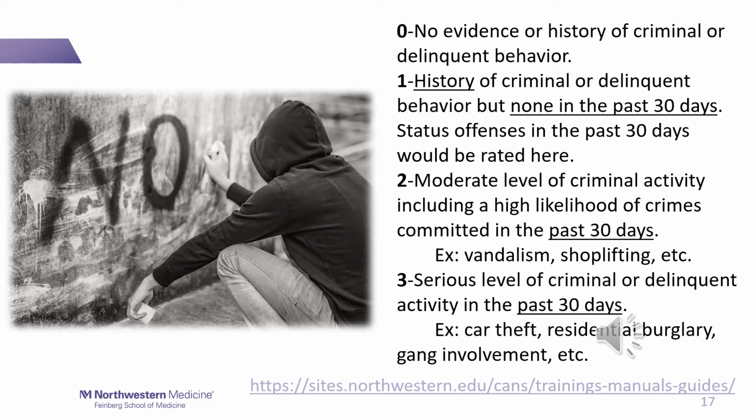67, delinquency. 0, no evidence or history of criminal or delinquent behavior. 1, history of criminal or delinquent behavior, but none in the past 30 days. Status offenses in the last 30 days would be rated here. 2, moderate level of criminal activity, including a high likelihood of crimes committed in the past 30 days. Examples include vandalism, shoplifting, etc. 3, serious level of criminal or delinquent activity in the past 30 days. Examples include car theft, residential burglary, gang involvement, etc.